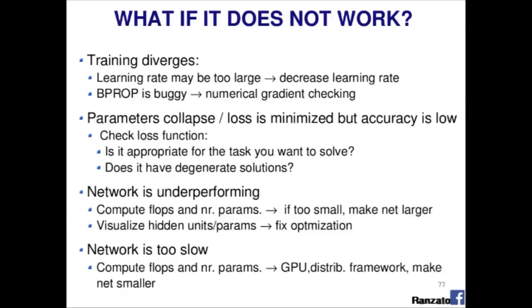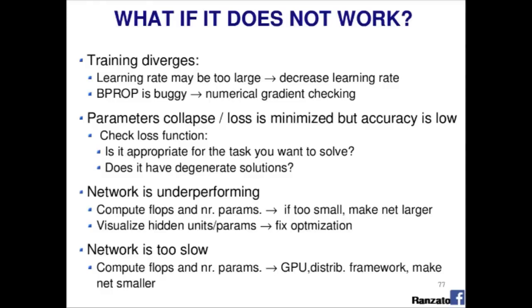Things that you should know when it doesn't work. Typically, the training blows up. When that happens, typically the learning rate was just too large, or you had bugs in computing the derivatives. And numerical gradient checking is your friend in that case. The parameters may collapse sometimes. And you see the loss goes down, but the parameters shrink to 0. And that points to a flaw in the design of the loss function that may admit degenerate solutions. So you should go back and redesign your loss function.